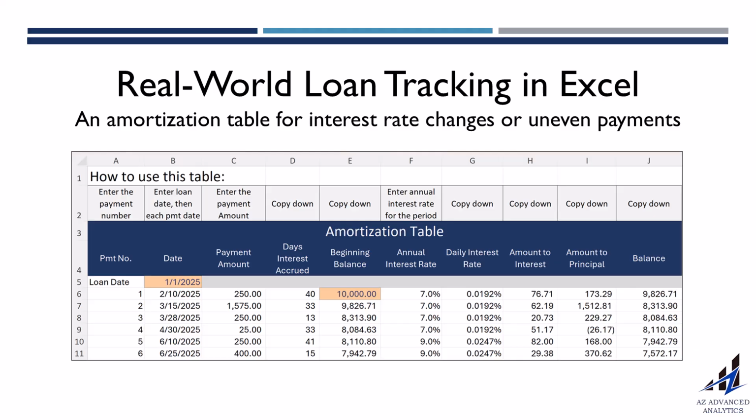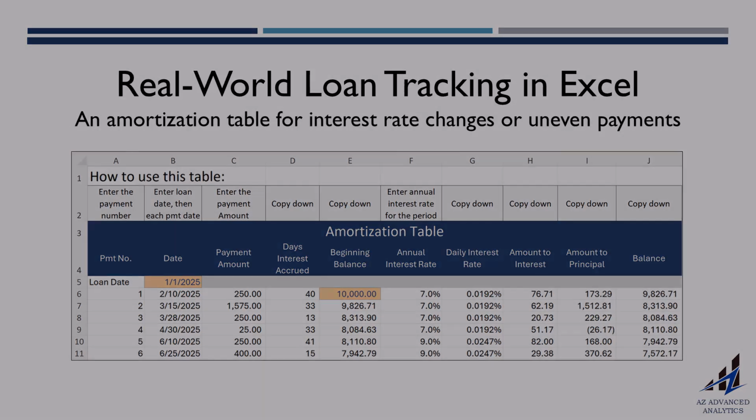But as many of you mentioned, life isn't always that simple. What happens when the interest rate changes, your payments vary, they don't land on the same day every month, or maybe they don't even cover the interest accrued? That's what we'll solve today: how to build an amortization table with irregular amounts and payment dates.